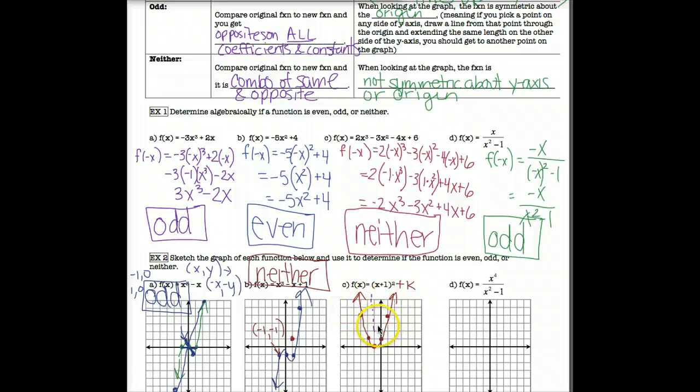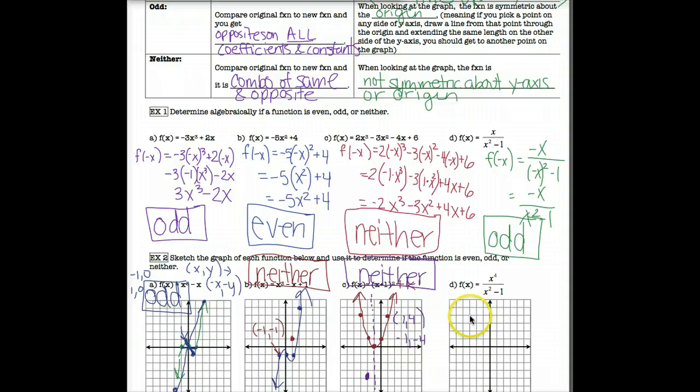This one's line of symmetry, that's one reason why we did lines of symmetry when we did parabolas, is right here. So it's not symmetric about the y-axis. It's symmetric, but it's about this vertical line right here. In order to be symmetric about the origin, each point would have to have its opposite point. This point right here is at 1, 4. If I go to negative 1, negative 4, that point is definitely not on my graph. That point would be way down here. So this is not symmetric about the origin, so this one is also neither.